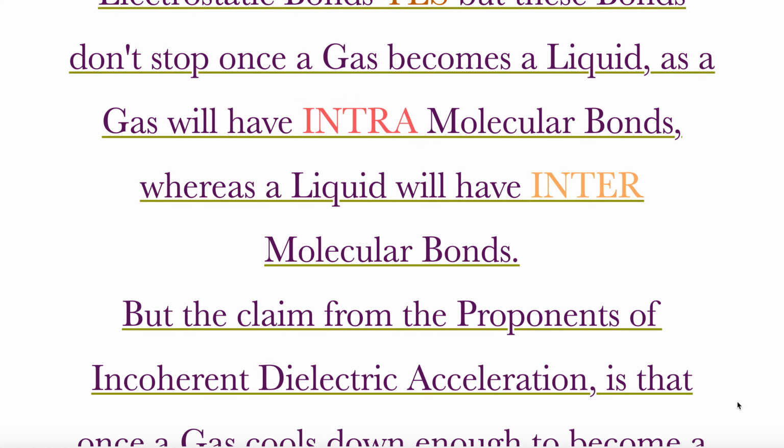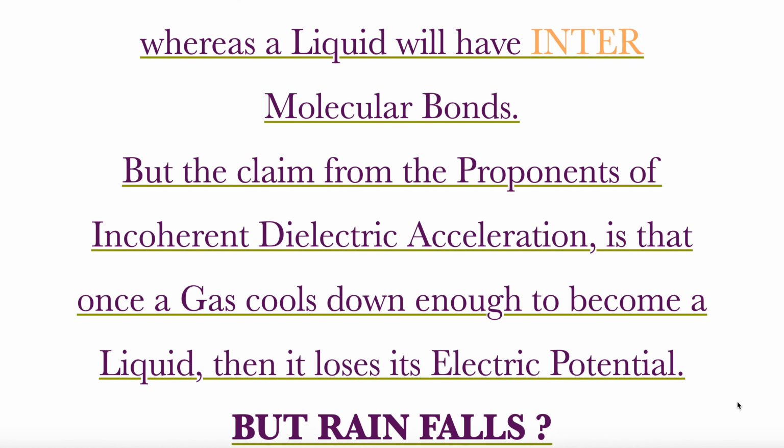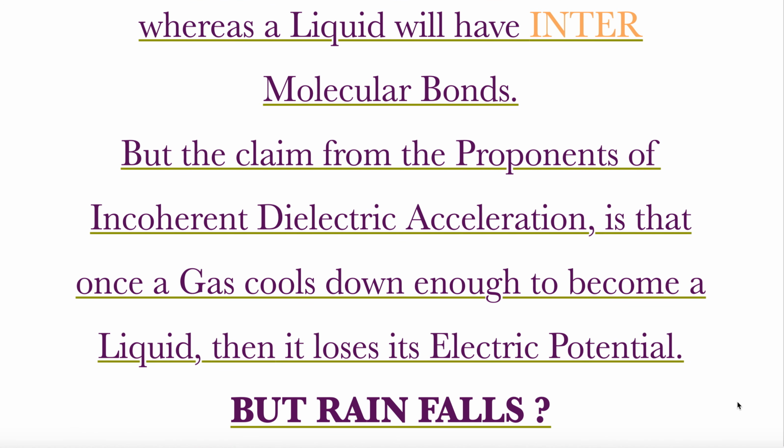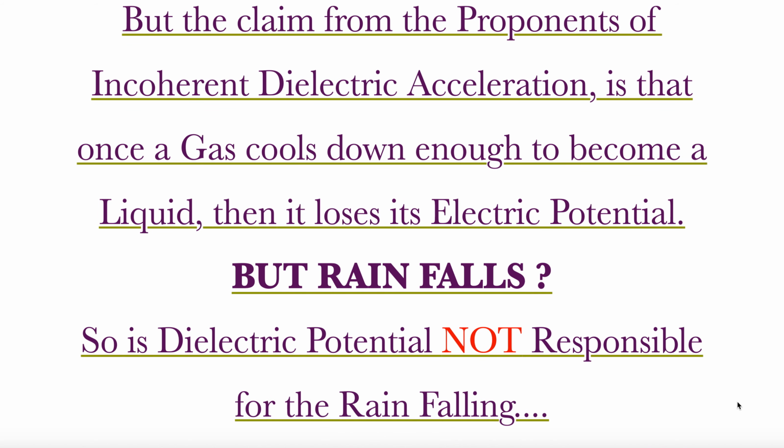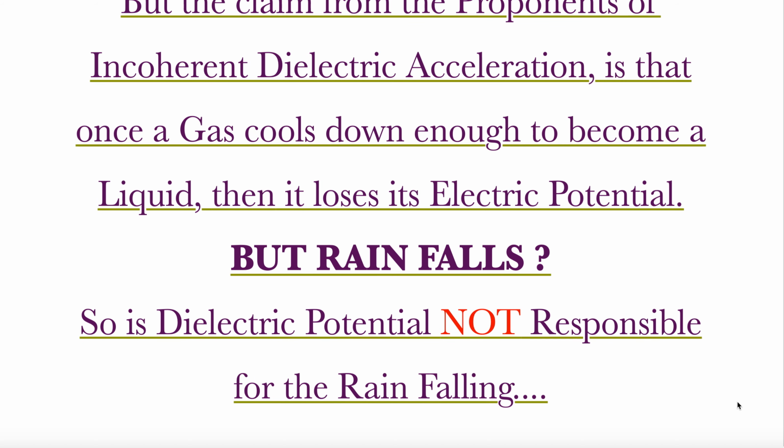That's what it is. But the claim from the proponents of incoherent dielectric acceleration is that once a gas cools down enough to become a liquid, then it loses its electric potential. But rain falls, so is dielectric potential not responsible for the rain falling? I thought it was creating a downward bias. It doesn't make any sense, what they're saying. If it loses its electric potential, then why is rain falling? Do you know what I mean? This is more contradiction as far as I'm concerned.